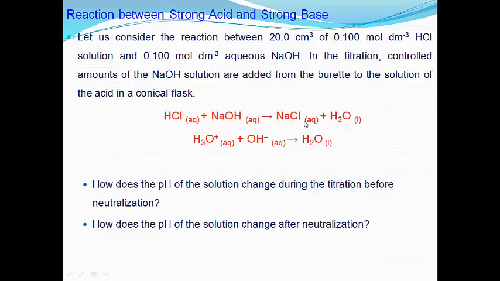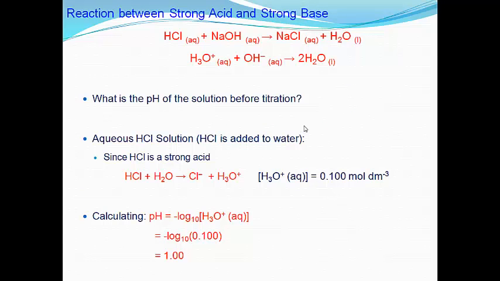So what we want to explore is to answer these questions. One, how does the pH of the solution change during the titration before neutralization? And how does the pH of the solution change after neutralization? Certainly before we are able to determine what happens during the course of the reaction, or at neutralization or after neutralization, we have to know what the pH of the solution is before titration.